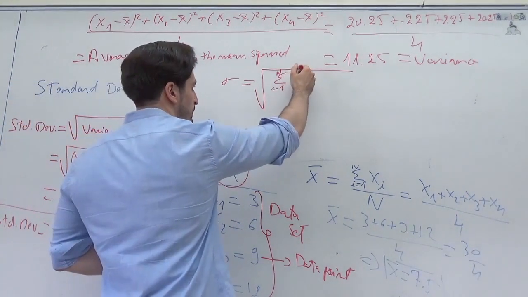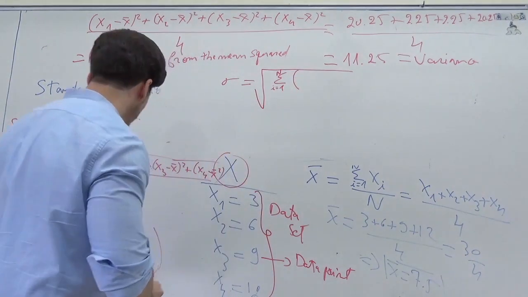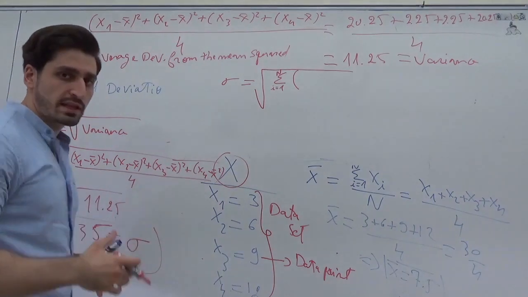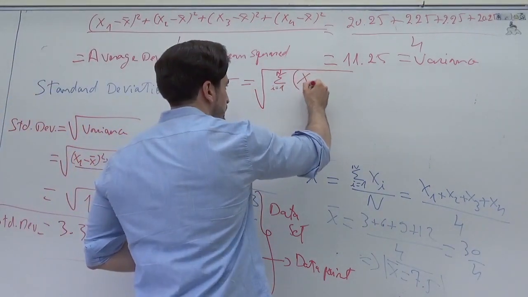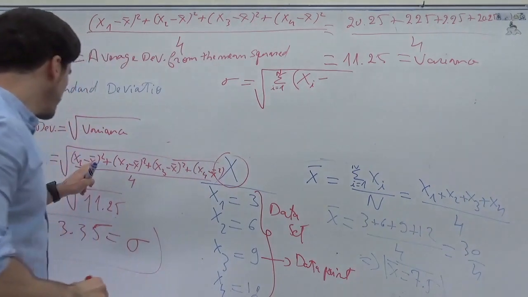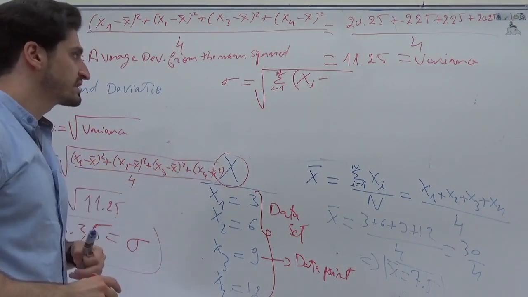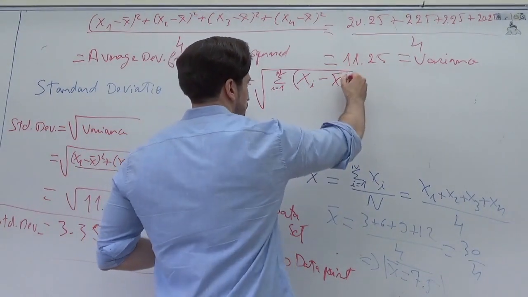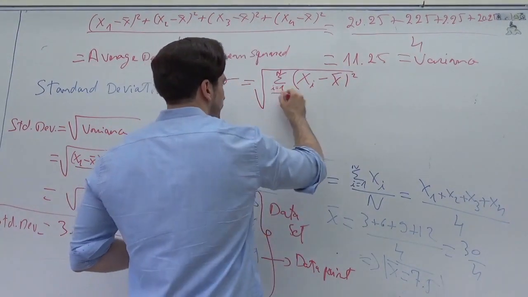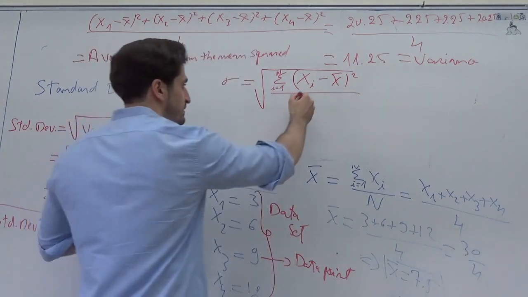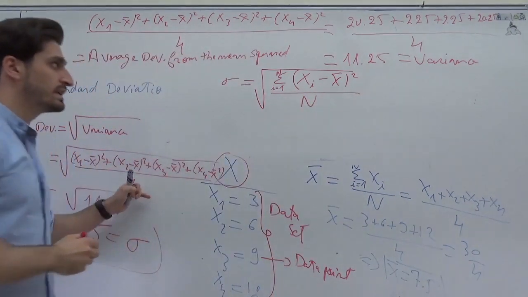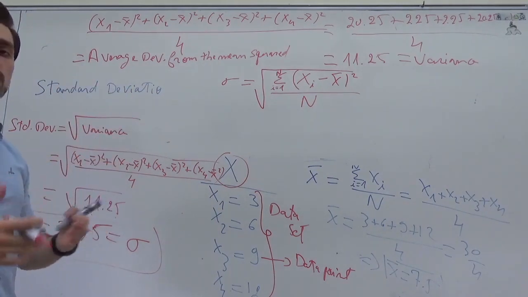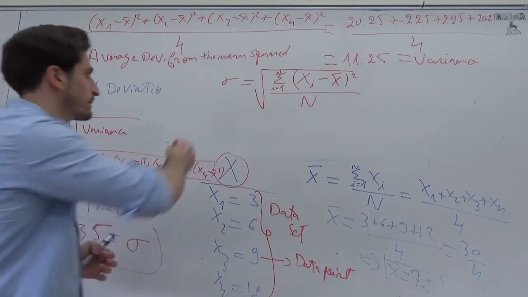Summation of what? We open the parentheses, summation of each individual value or each individual sample that we have, xi, minus what? Minus the common term that we have over here, which is the average value, which is x bar. So xi minus x bar squared, divided by the total number of trials, which is n. And that would be the general equation of the standard deviation if you have n number of trials that you need to account for.